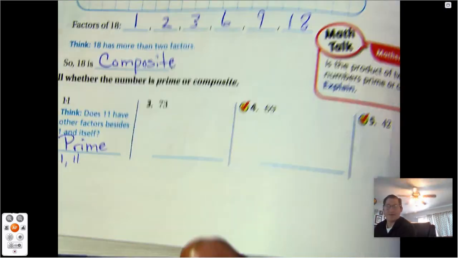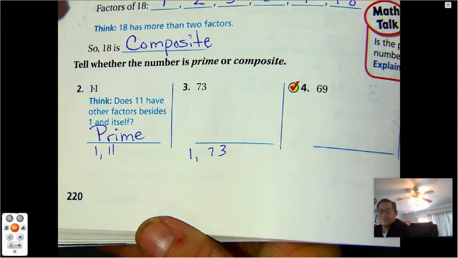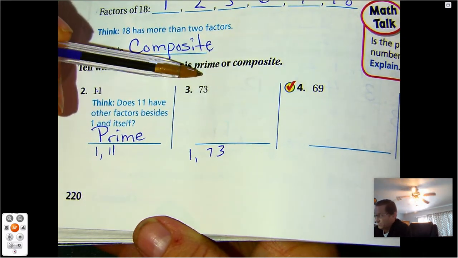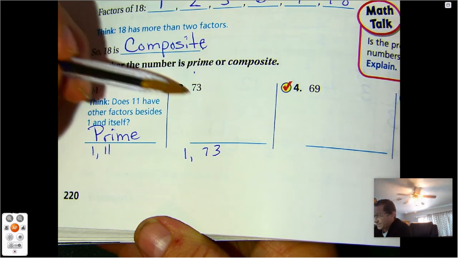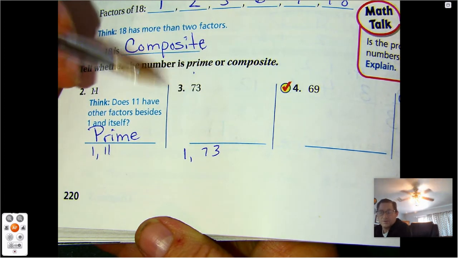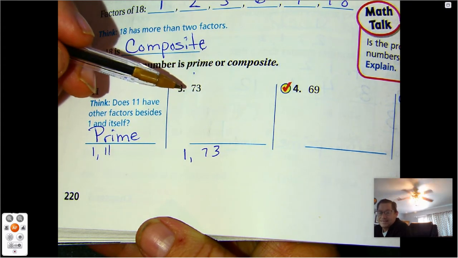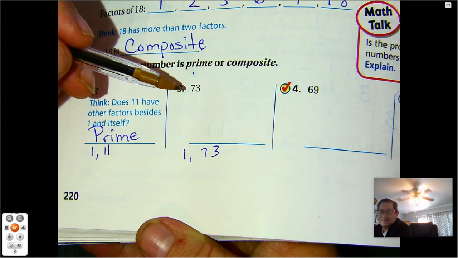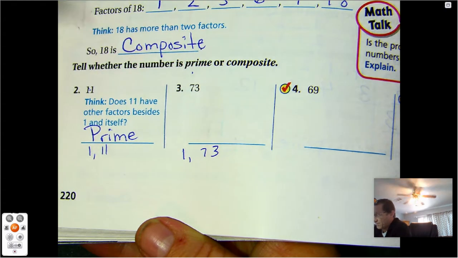73. So again, we know 1 and 73. If there is at least one other factor than 1 and 73, it's a composite number. 2 will not work because it's not an even number. 3, 7 plus 3 is 10. 10 is not divisible by 3, so 3 will not work. 4. 4 times 10 is 40, 4 times 15 is 60, 64, 68, 72, 76. I didn't say 73 when I counted by 4s.